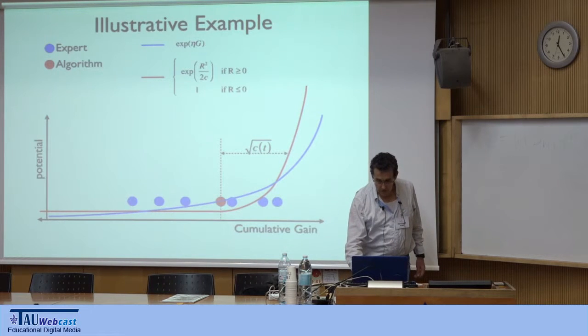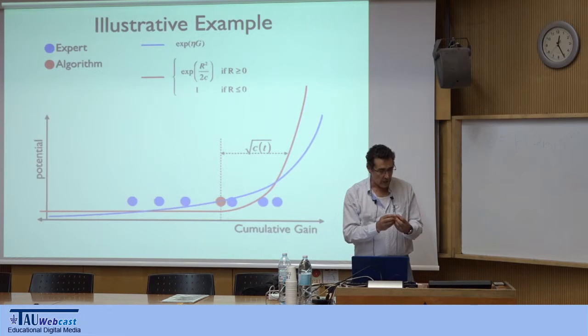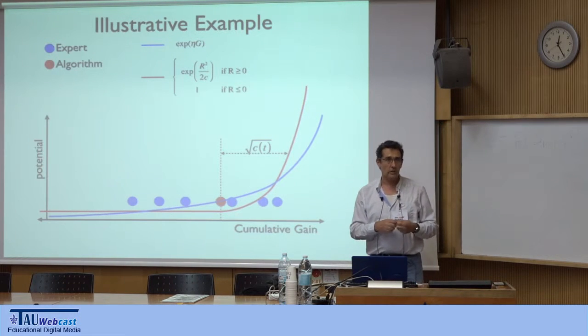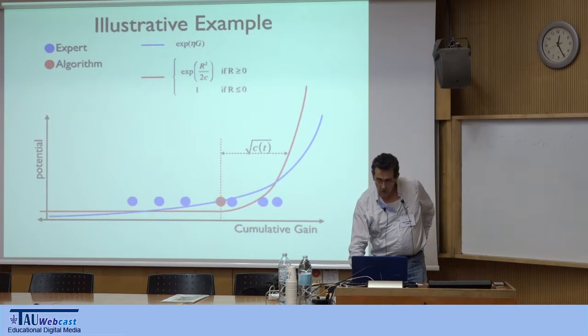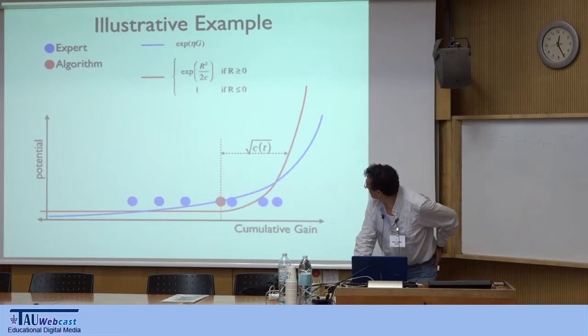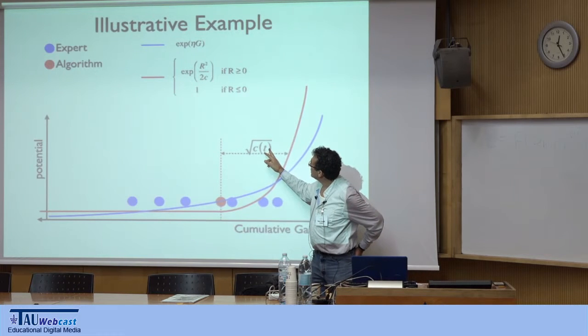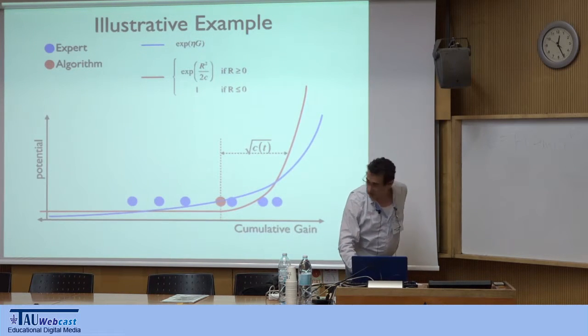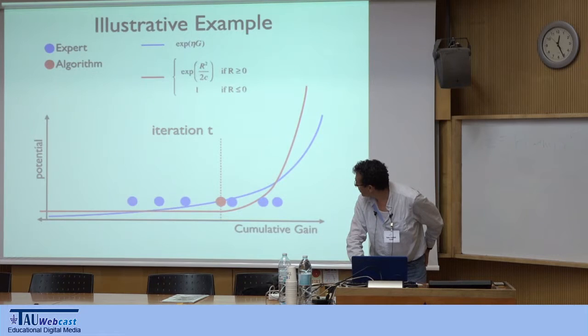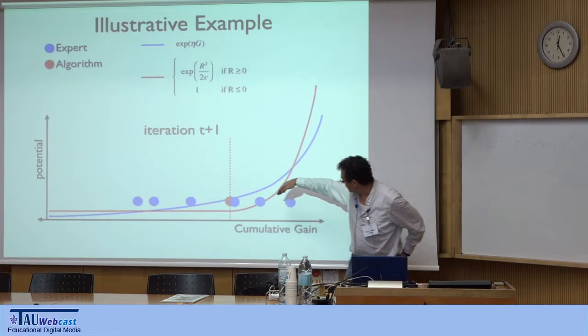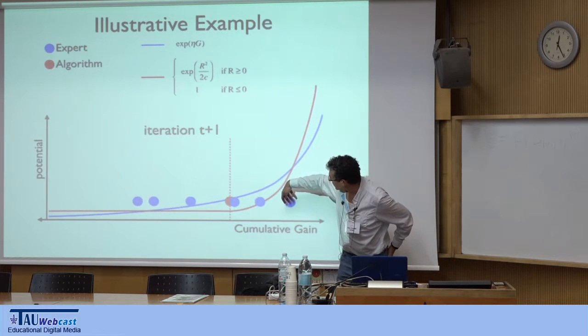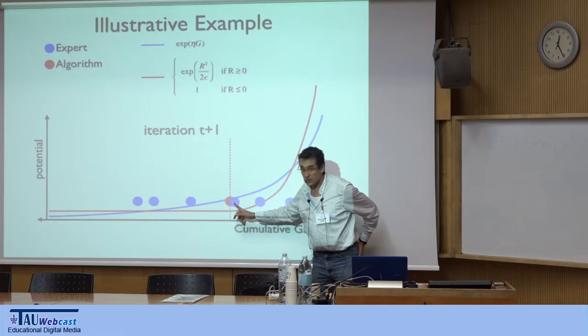The other thing about it is that it has this parameter C inside. This parameter basically plays the role of a learning rate, but it's completely self-tuning. What this means is that this width here is the square root of C_t. And when we have a new iteration, all of the experts' cumulative losses move, and so the master also moves.